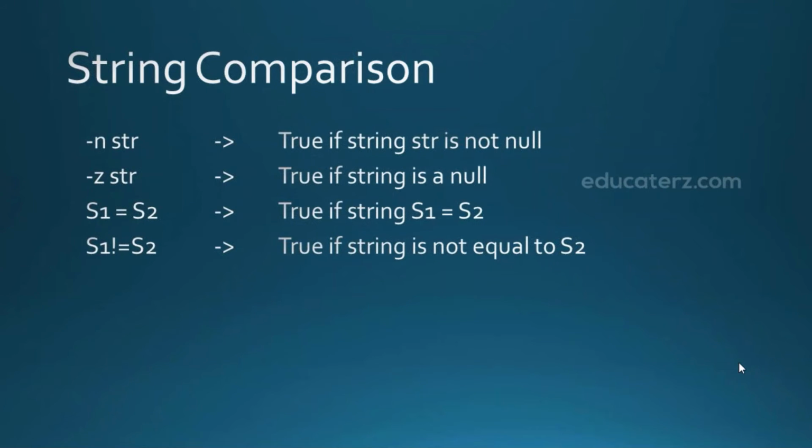We can negate this statement using an exclamation mark at the beginning, and we can compare two strings using s1 equal to s2, where s1 and s2 are the two strings. This would return true if s1 and s2 are both the same, and we can also check for unequal strings using the option shown at the fourth point.